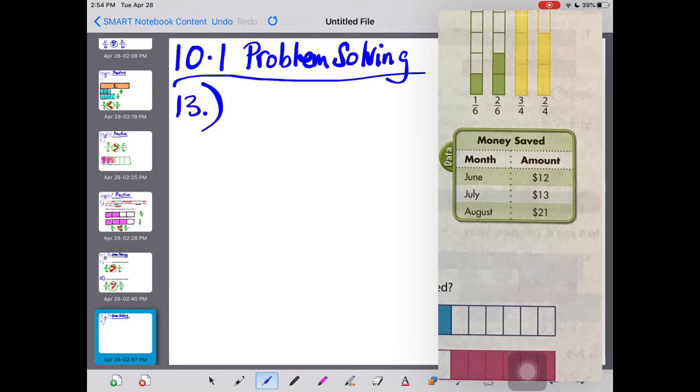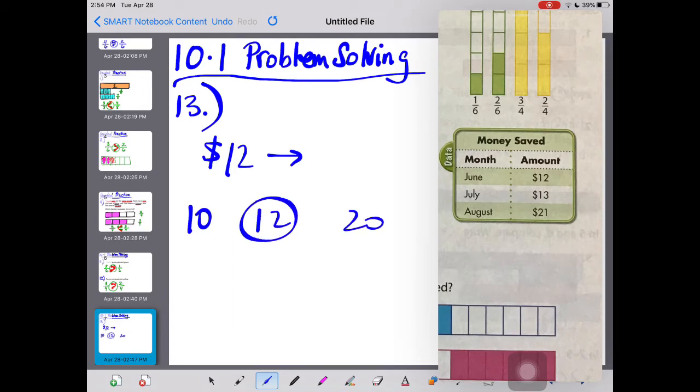So June, he saved $12. I'm going to round that to the nearest 10: 0, 10, 20, 30, 40, that kind of thing. Well, 10 is a lot closer to 12 than 20 is, because 12 falls in between 10 and 20. It's only 2 away from 10, so I'm going to go with 10. Okay?